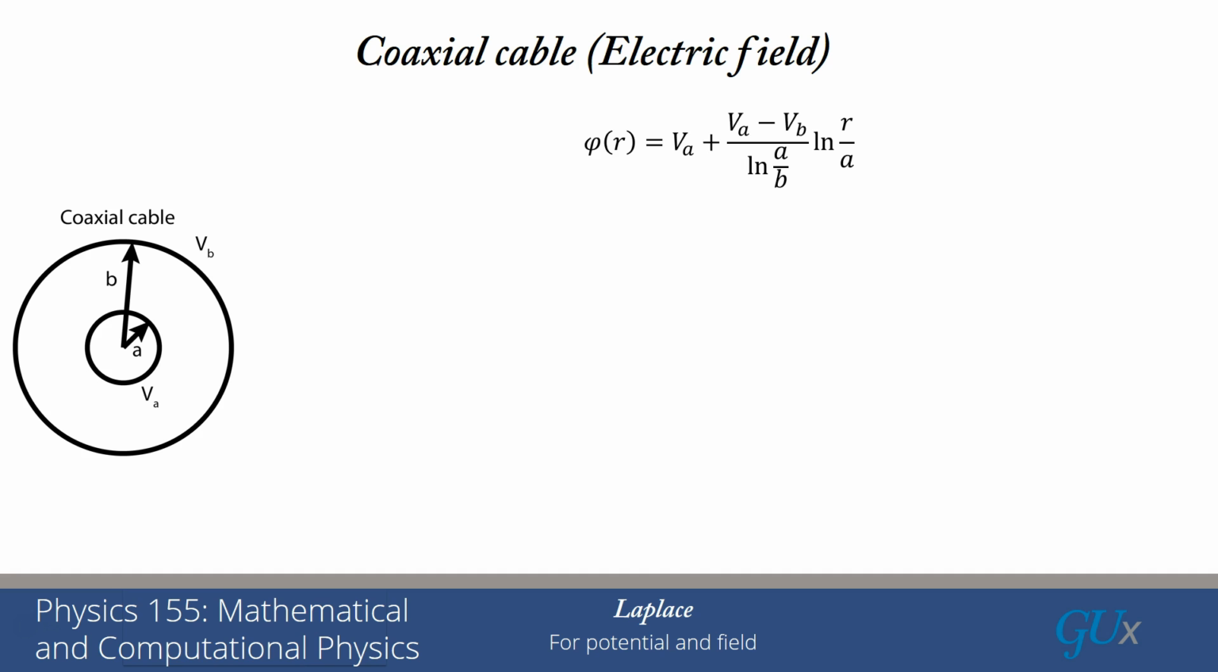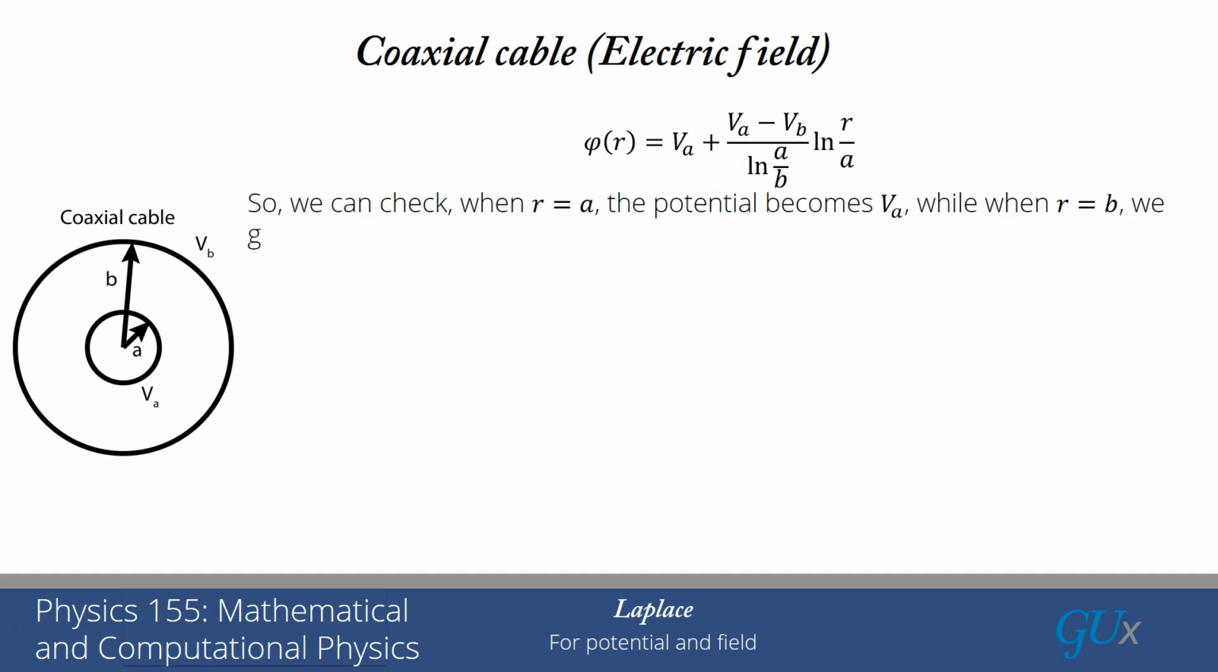Let's verify that it really is correct. If I substitute in r equals A, log A over A is equal to log of 1, which is 0, and I just get phi of r is equal to VA. On the other hand, if I substitute in r equals B, I get log b over a. Now log b over a divided by log a over b. Remember, log a over b is log a minus log b, and so log b over a is log b minus log a. You see that that ratio is going to be minus 1, and so I'm going to get VA plus VA minus VB times minus 1, so that becomes VA minus VA plus VB, and that indeed equals VB. So we find that this potential is satisfying the results on both boundaries. It is equal to VA on the inner cylinder, and it's equal to VB on the outer cylinder.